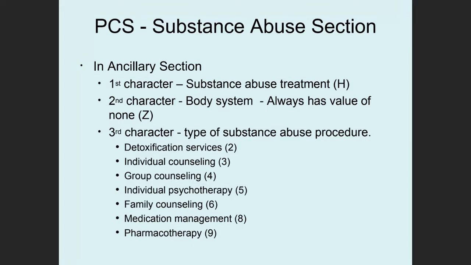So in the ancillary section near the back, the first character is always H, substance abuse treatment. The second character, the body system, is always Z. The third character is the type of substance abuse procedure or service. So you have 2 for detox services, 3 for individual counseling, 4 for group counseling, 5 for individual psychotherapy, 6 for family counseling, 8 for medication management, and 9 for pharmacotherapy.